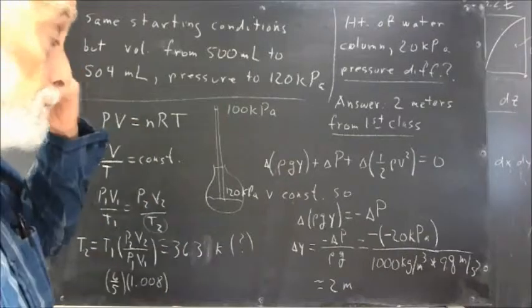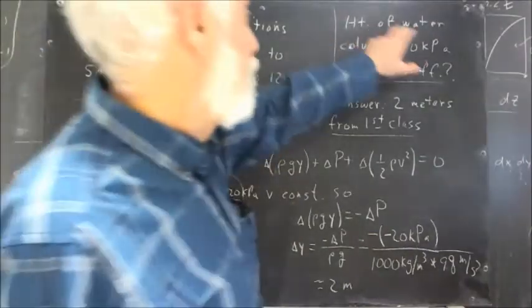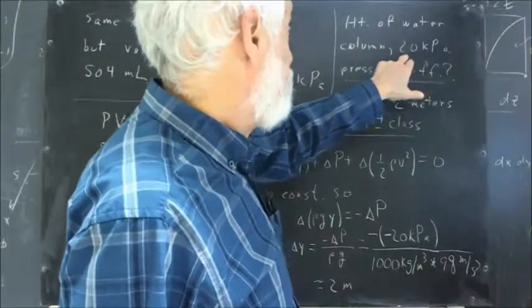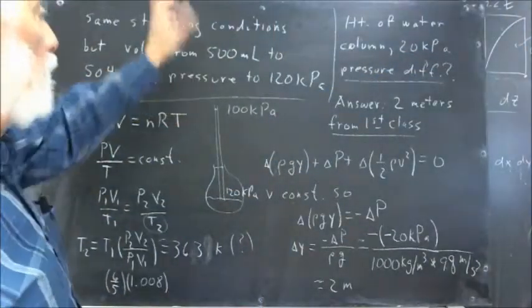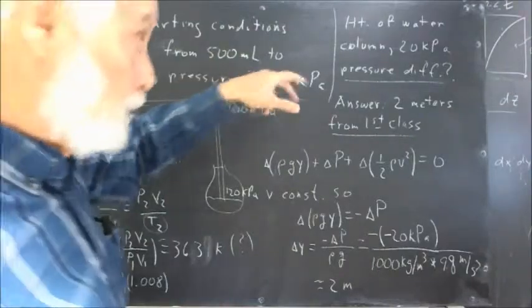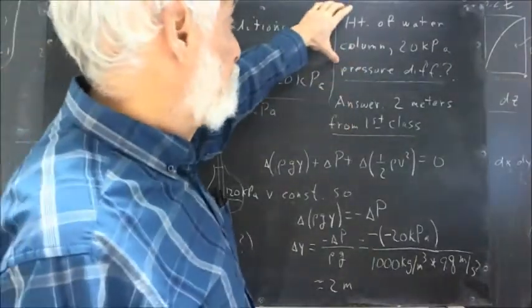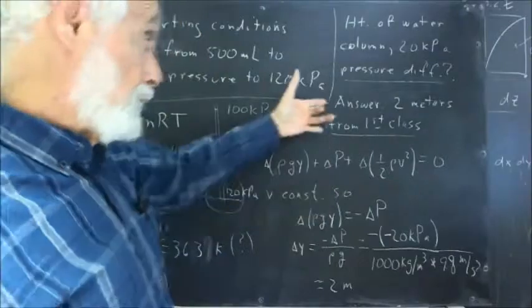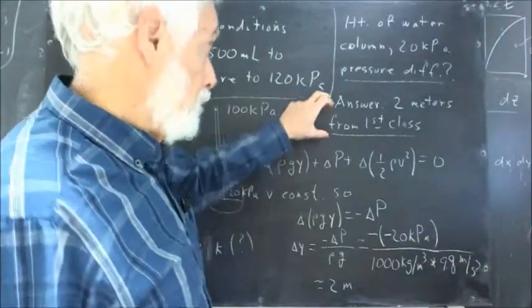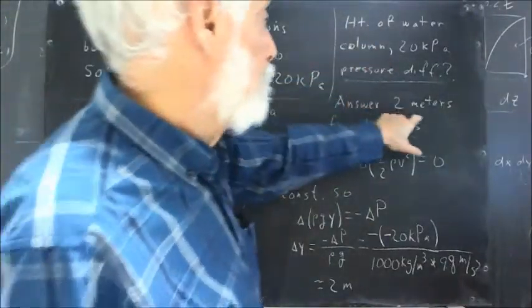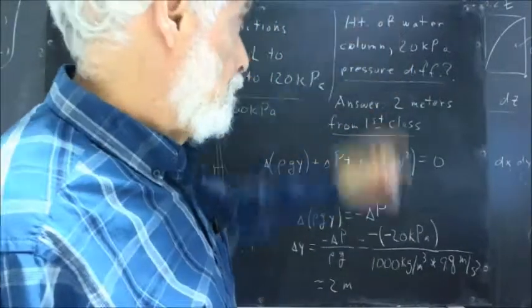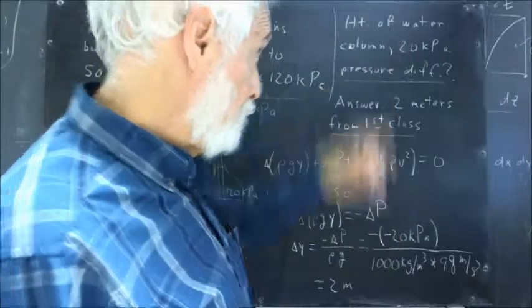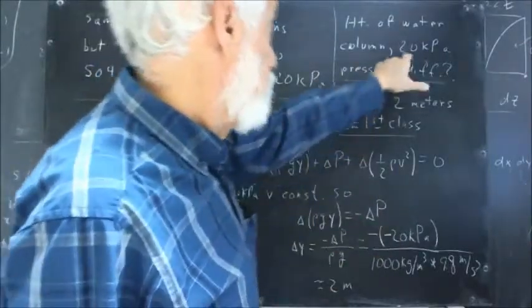the next question is, what's the height of the water column to support the additional 20 kilopascals you get when you go from 100 to 120 kilopascals? Well, the easy answer to that is that's the first thing we did practically in the whole semester, and we saw that a 2-meter height difference gives you 20 kilopascals. A column of water 2 meters deep gives you this pressure.